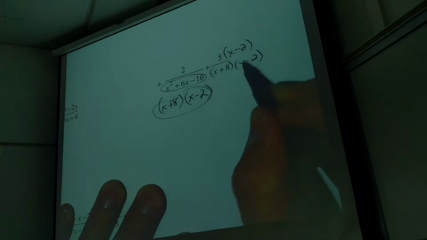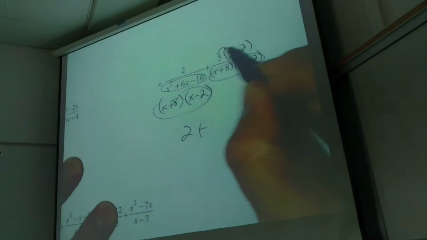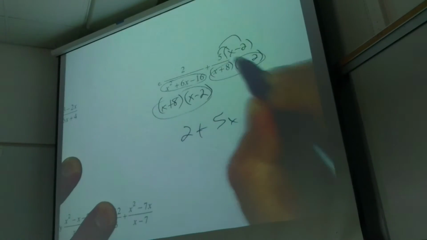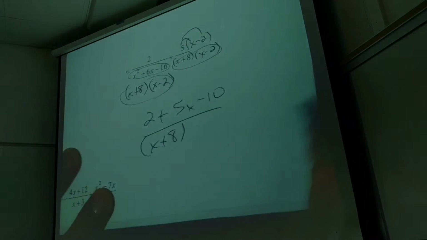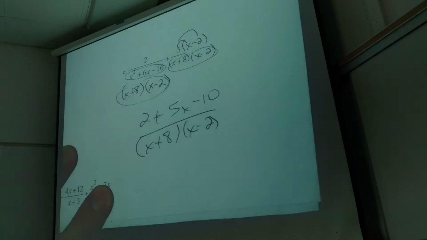So this guy was missing an x minus 2, so he gave it to him. Now they both have this on the bottom. So then you can combine them. So it'll be 2 plus 5x, 5x negative 10, minus 10. Let me stop there for a second.